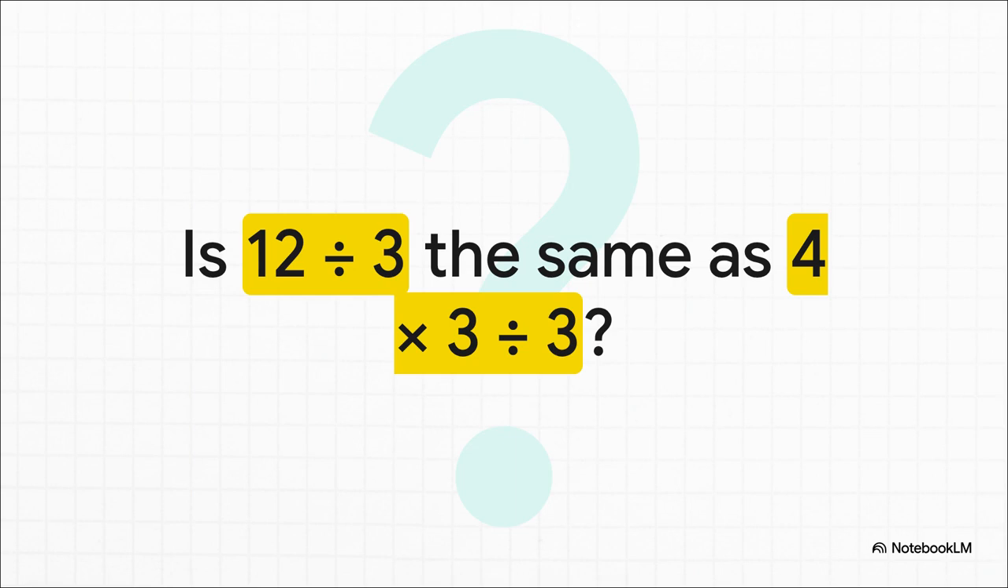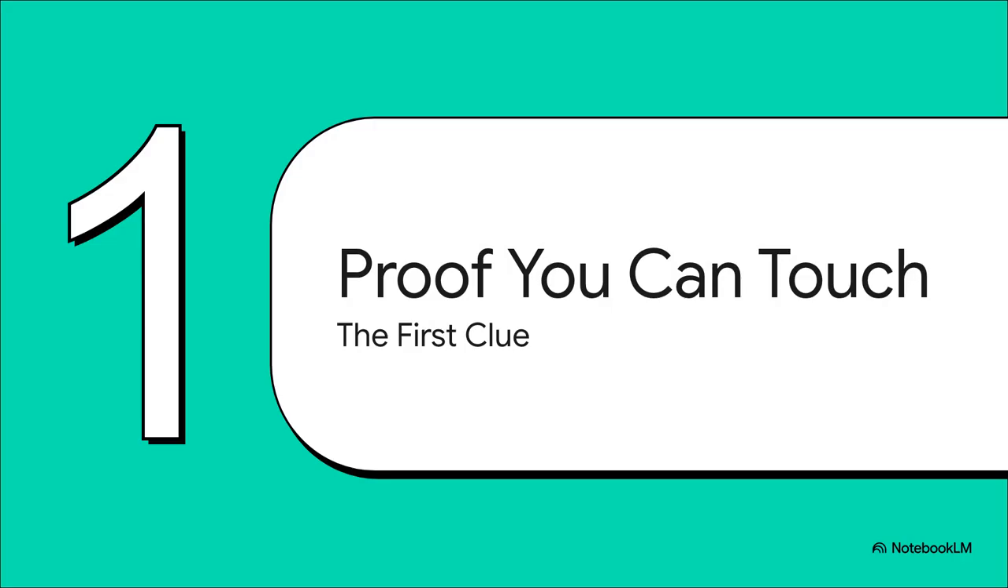Okay, so let's look at the two paths on our map for today. Path number 1 is super direct, just 12 divided by 3. But path number 2, it's a bit more winding. It's 4 times 3 and then divided by 3. So the big question is, do they lead to the same place? Well, let's find out. All right, let's start digging.